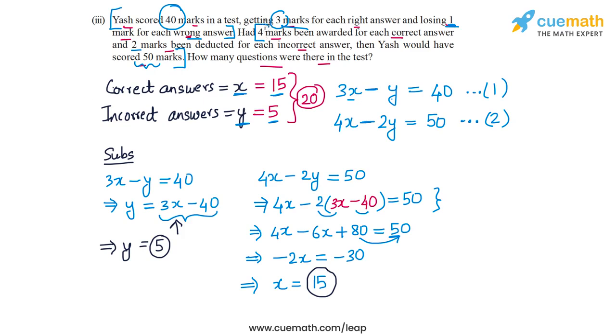Instead, if he had obtained 4 marks for every right answer, he would have obtained 60 marks for his correct answers, and if he had lost 2 marks for his incorrect answers, he would have lost 10 marks in all for his 5 incorrect answers. So he would have obtained a score of 50, and that aligns with the second piece of information given to us. So our answer is correct. The correct answers were 15, the incorrect answers were 5, and the total number of questions on the test were 20.